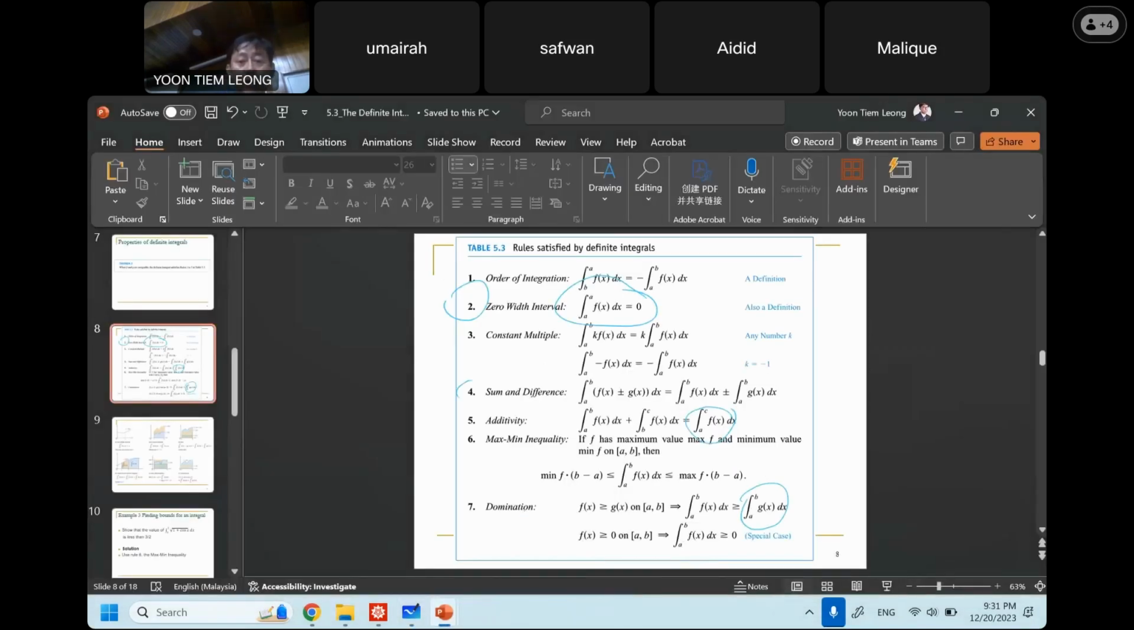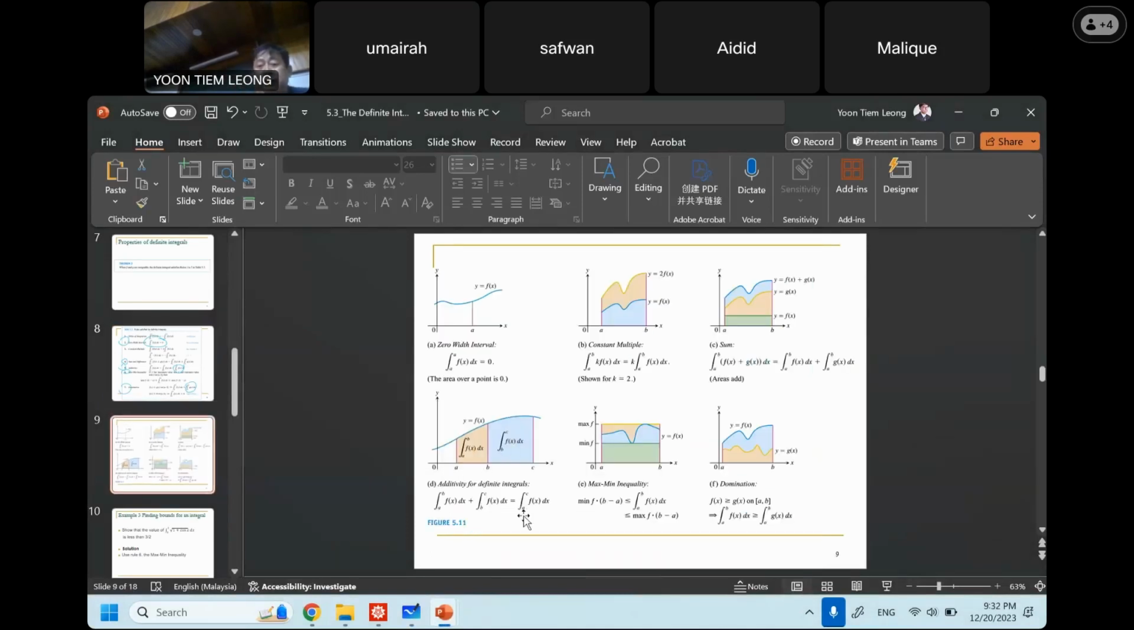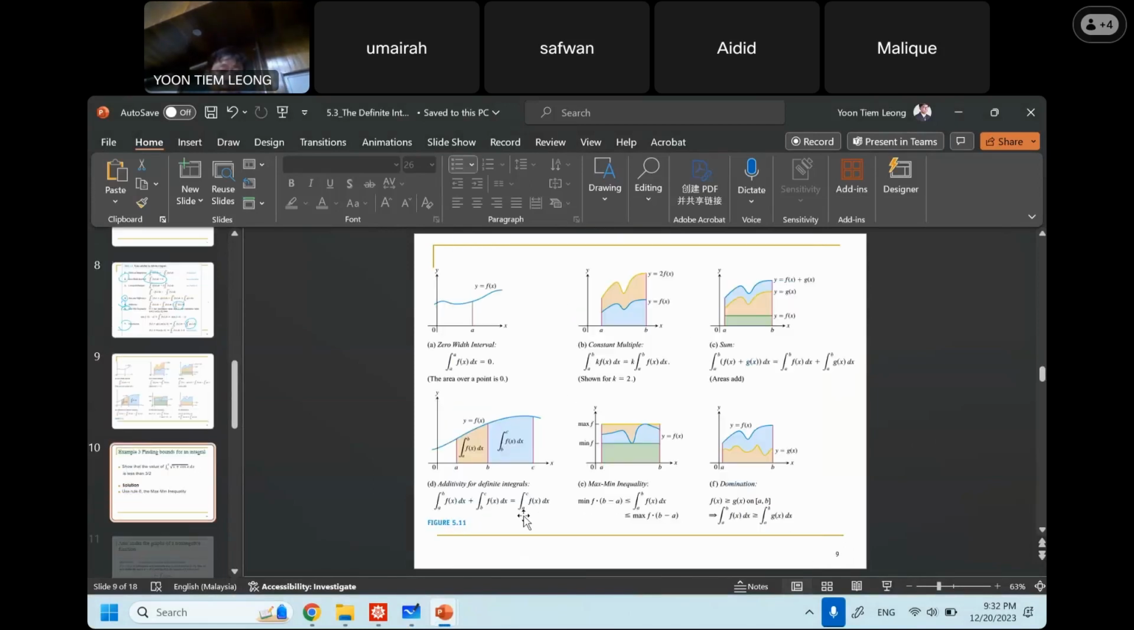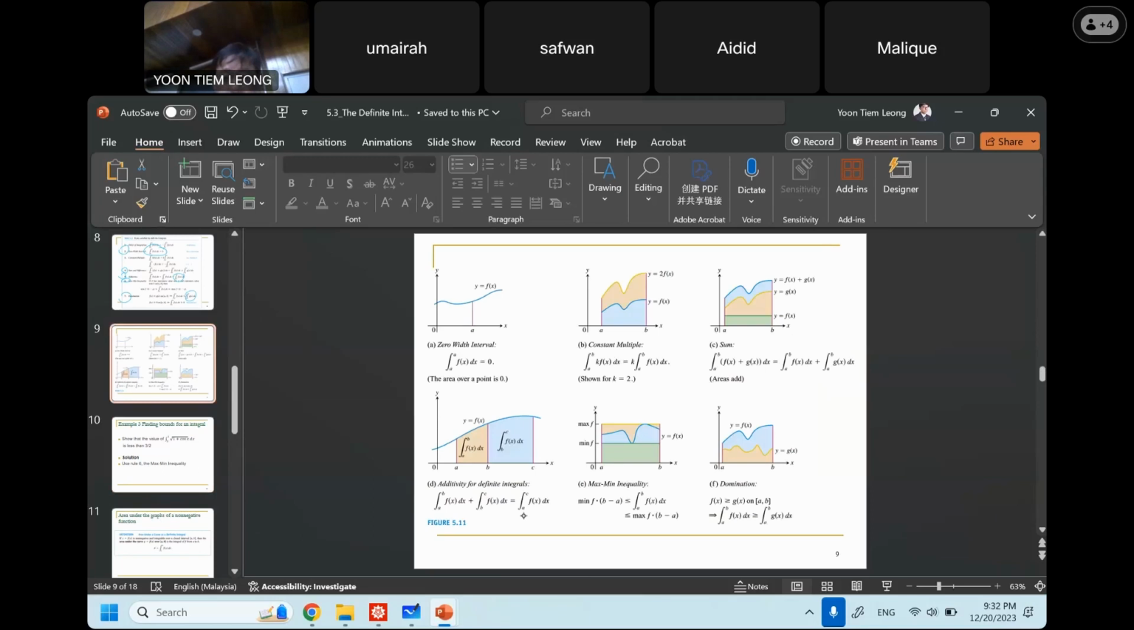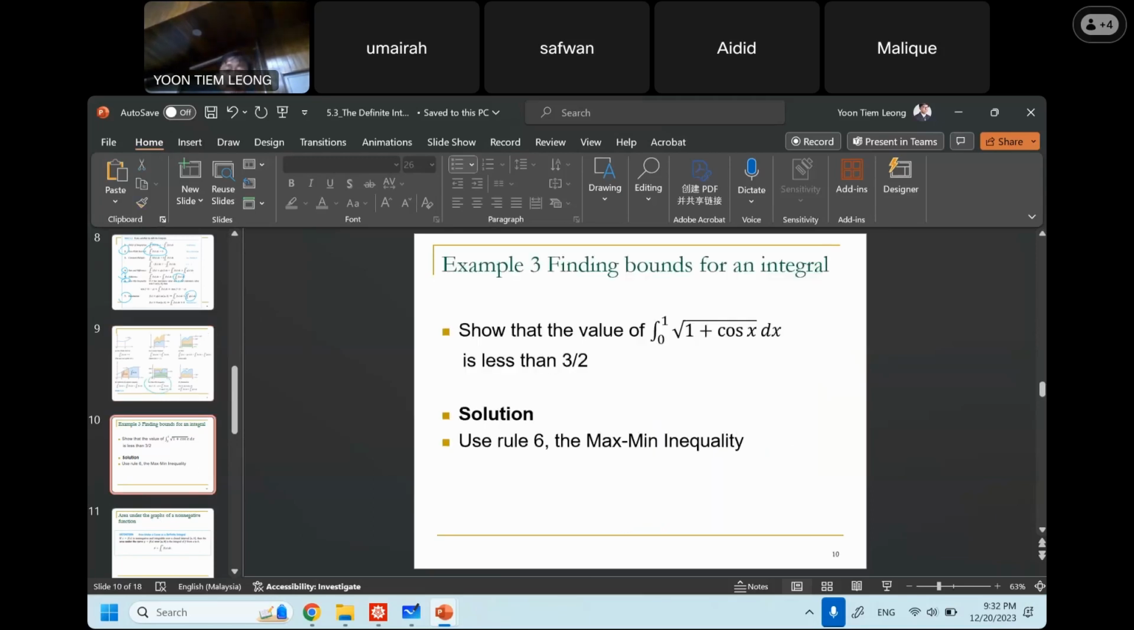And then there are also the sum rule, the difference rule, the additive rules, the maximum minimum inequality rule, and also the so-called domination rule. All these rules can be understood from this picture. So this example illustrates the application of the minimum maximum inequality rule that will allow you to calculate this definite integral.